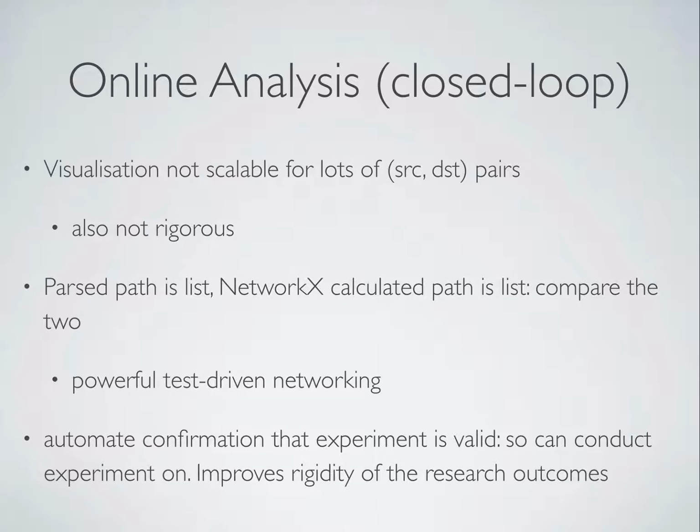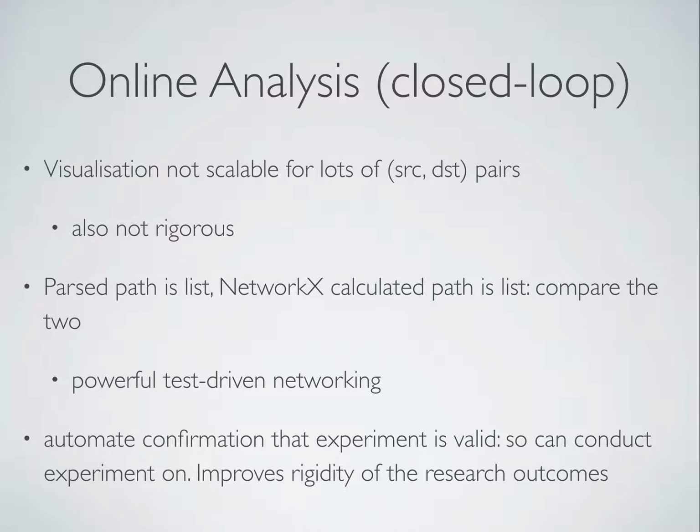However, while it may be visually apparent, it is not suitable for large scale, for lots of source destination pairs. It is also not rigorous. An alternative is to take the path. Since the parsed path of the NetworkX output and also from the traceroute output are both lists, we can compare the two. This allows powerful test-driven networking. This allows us to automatically configure and confirm that the experiment is valid.